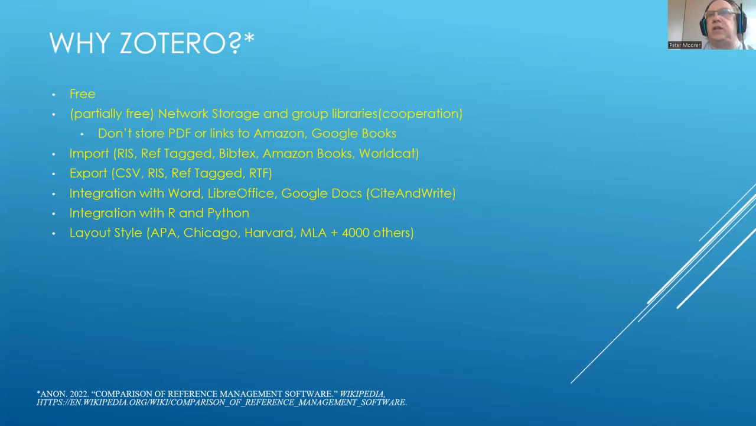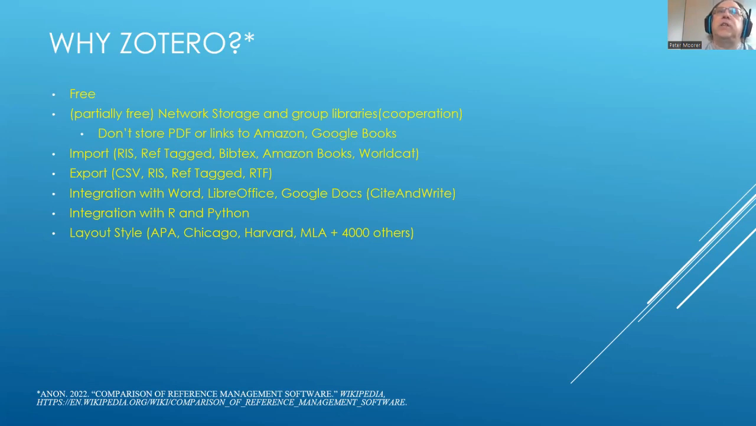Now, why did I choose Zotero? There are a few criteria. One of the most important, it is free. So anyone can download it and use it. You also can have a free network storage, but only up to 300 megabytes. And one of the very important aspects is that you can have group libraries that are libraries that you can share with others, not on your computer themselves, but they are stored online at Zotero, and anyone and everyone can access them if you give them the right to access, which I do with my database.